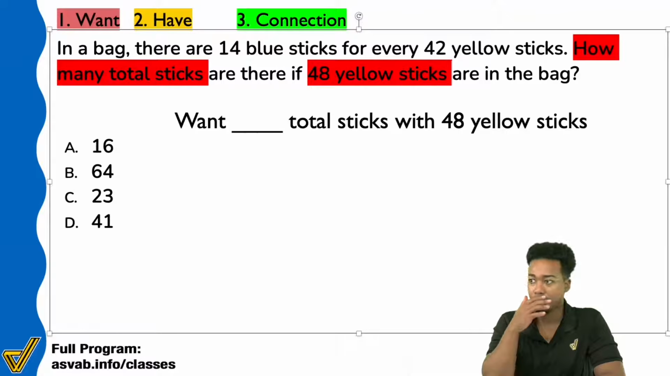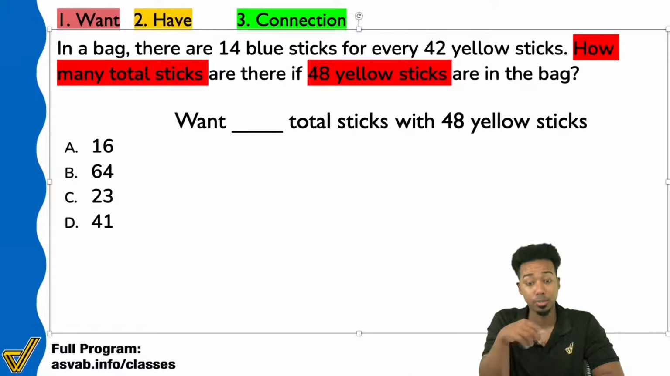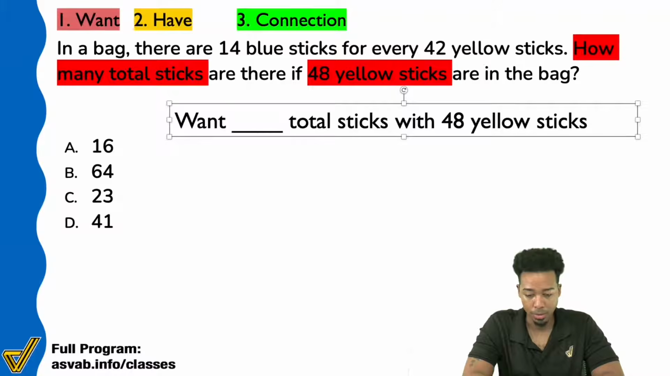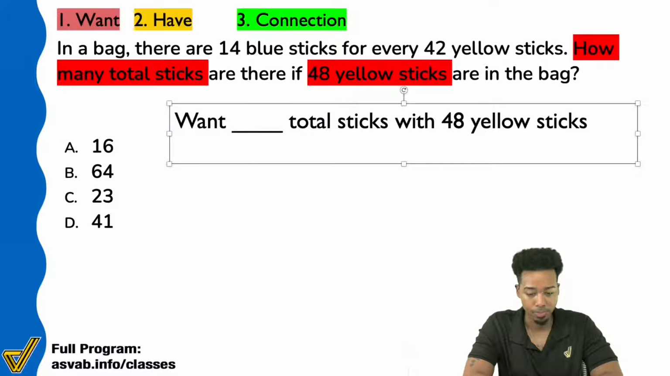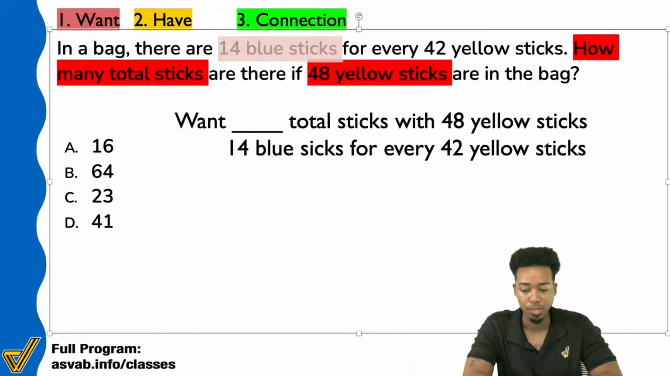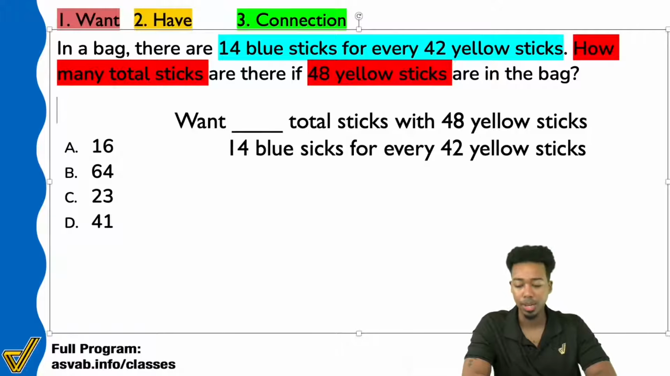So here's what we're going to do. We're going to go ahead and point out the information that's given to us, because I think it's going to be surprising, for those of you that got A, how close you were to getting the right answer. So here's what's going on. In the next sentence, right below this, we're going to write the information they give us. They gave us 14 blue sticks for every 42 yellow sticks. So were you guys able to write that piece of information down? Here, 14 blue sticks for every 42 yellow. Were we able to write that down?